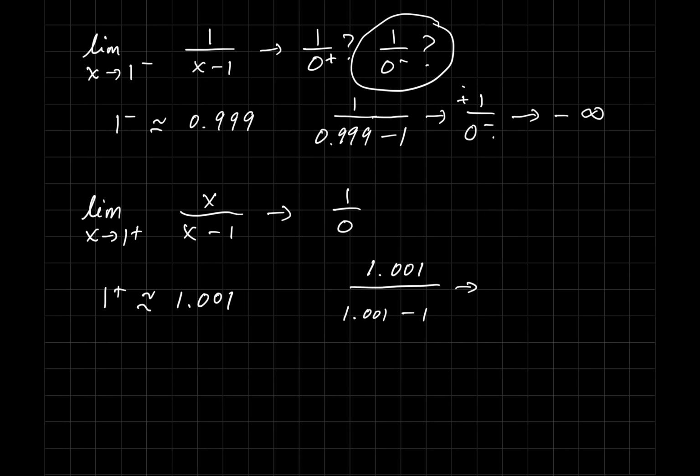Now, the top doesn't really matter. That's going to go to 1. We just don't want it to go to 0. So it's about 1. And the bottom is really close to 0. But it doesn't matter how many zeros I add in here, this value on the bottom will be positive. So we get 1 over 0 from the positive side, or positive over positive, giving us positive infinity, because 1 over 0 is going to infinity.